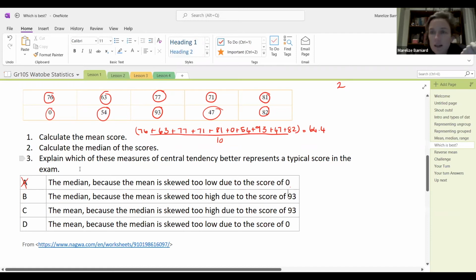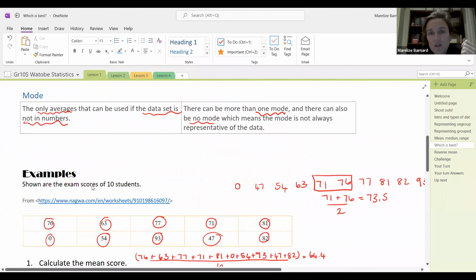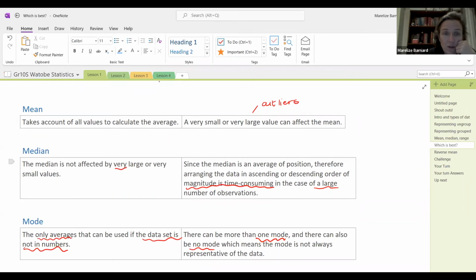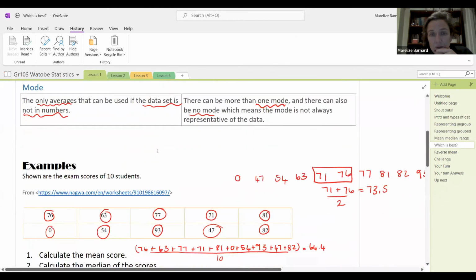Okay, so not a good idea to use the mean because of that 0, and because of the 93, I wouldn't say is such a problem, but the 0 definitely is. Okay. Because the median, Anu, is not affected by really small values. So if we go back to our notes here, the mean is, and we have that 0 data value, so that is skewing the mean, but the median is not affected by very large or very small values. So that's why we're rather going to use the median score as a measure of a typical score on this exam.